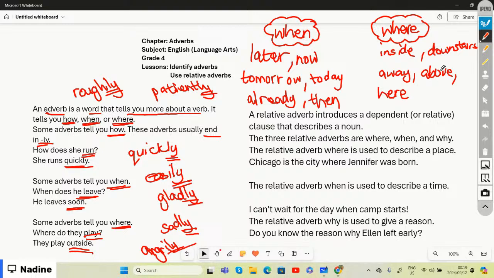All right, and once again, before we continue, we're going to say that an adverb is a word that tells you more about the verb. And with adverbs, it usually tells us where, it tells us when, and it tells us how. Adverbs that tell us how usually end in ly. It's like saying it's the adverb of manner, how something is being done.